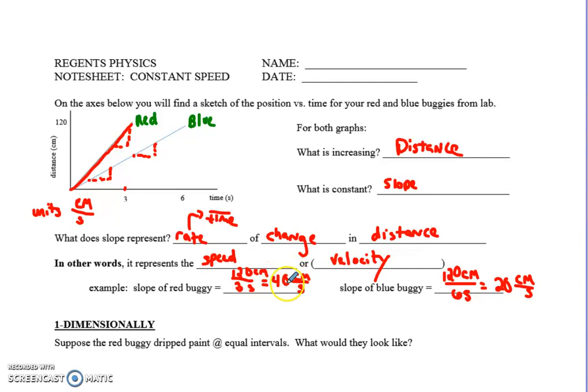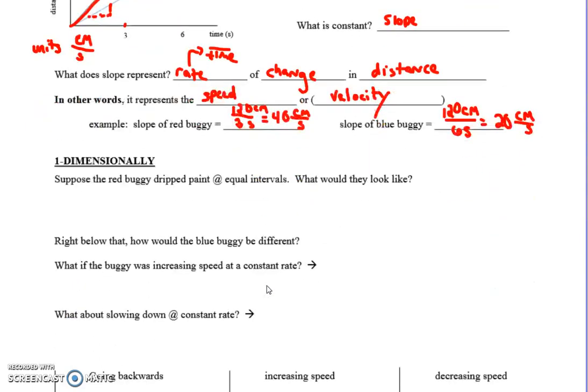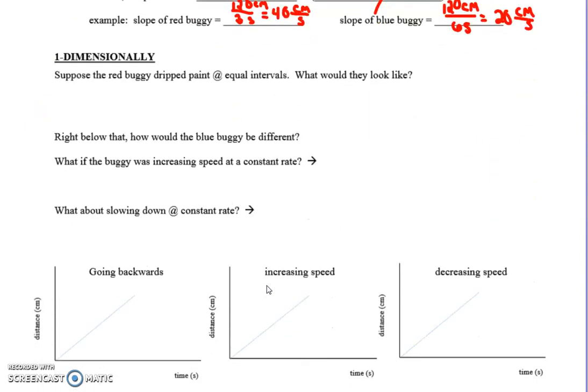Okay, and whether your blue buggy went faster than your red buggy, it's really irrelevant. Just one of them was traveling faster, and when we plotted them on the same graph on top of one another, the red and blue, we saw one had a steeper slope. So let's try to represent that motion in a different way.